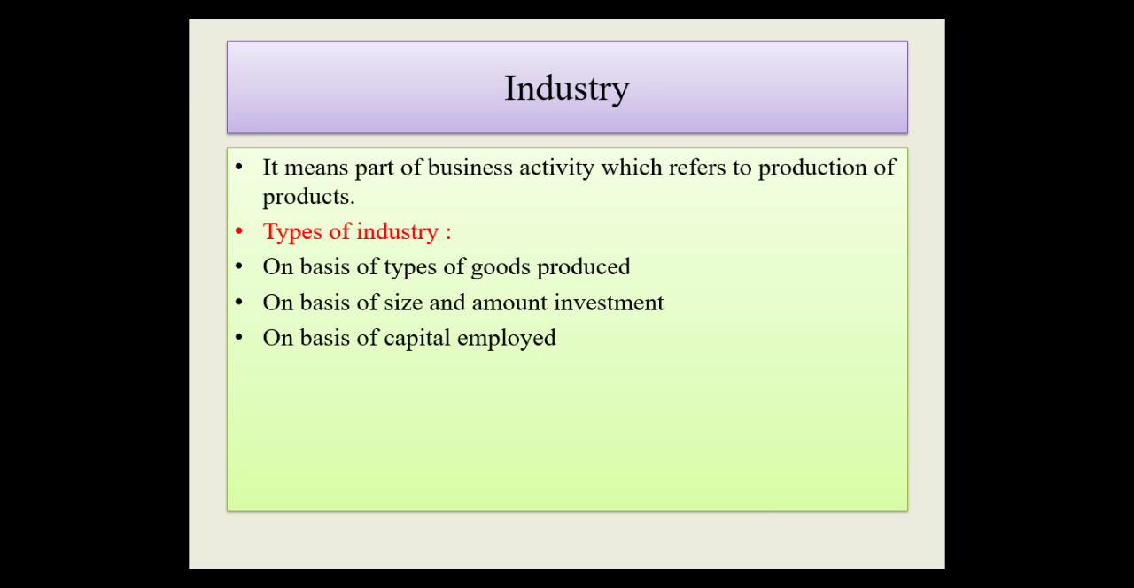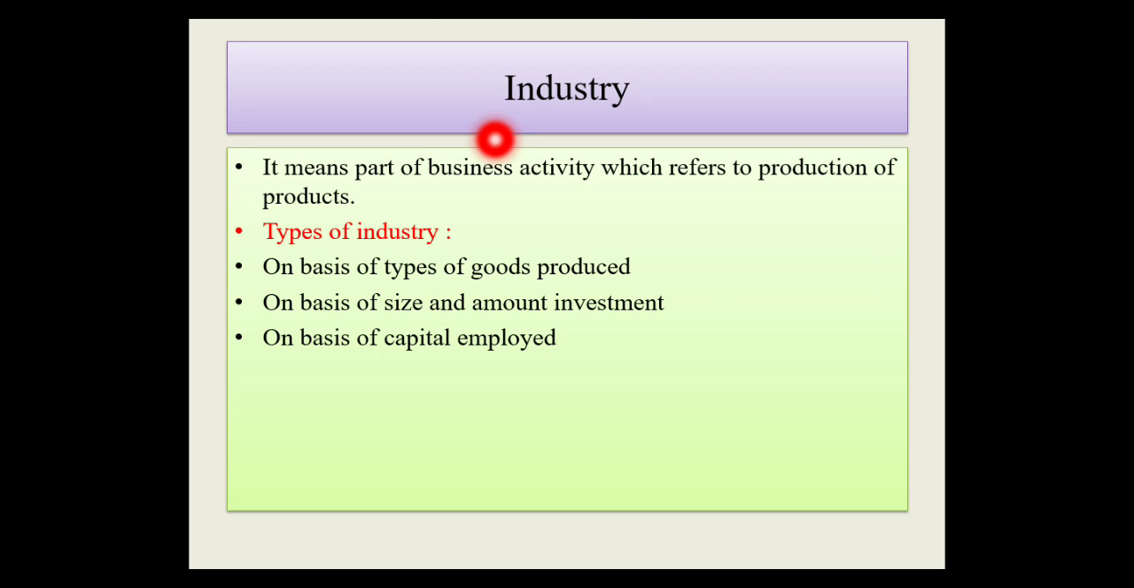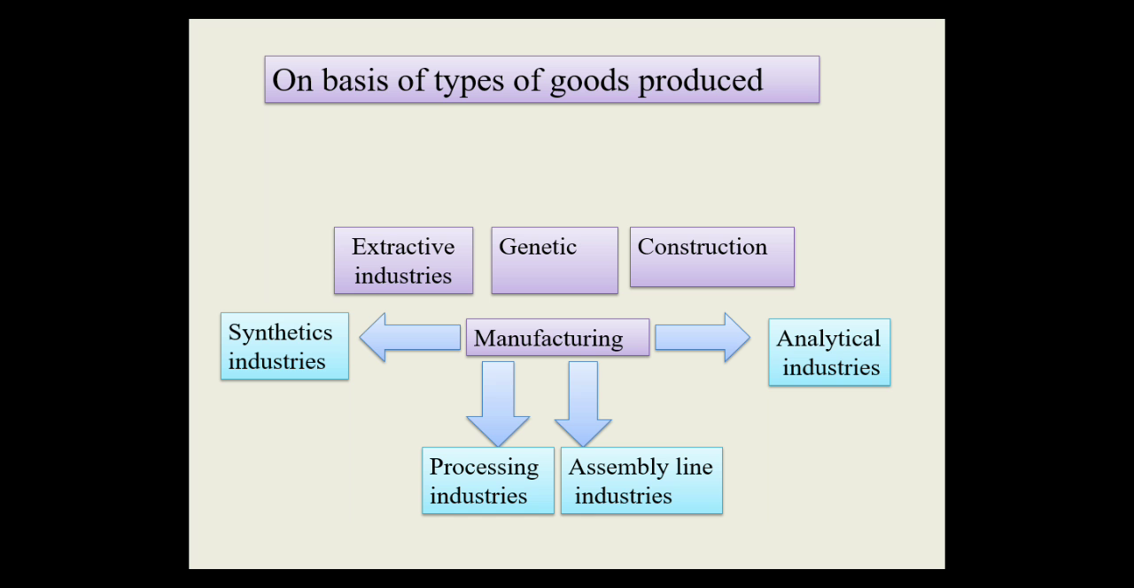The next point, which is one of the important ones in this chapter, is industry. The term industry refers to the part of any business activity which is related to the production, processing or fabrication of products. That is the definition: the part of business activity which refers to production of products or fabrication of products. There are basically three types of industries, based on the type of goods produced, on the size and amount of investment, and on the capital employed. We will see them one by one.